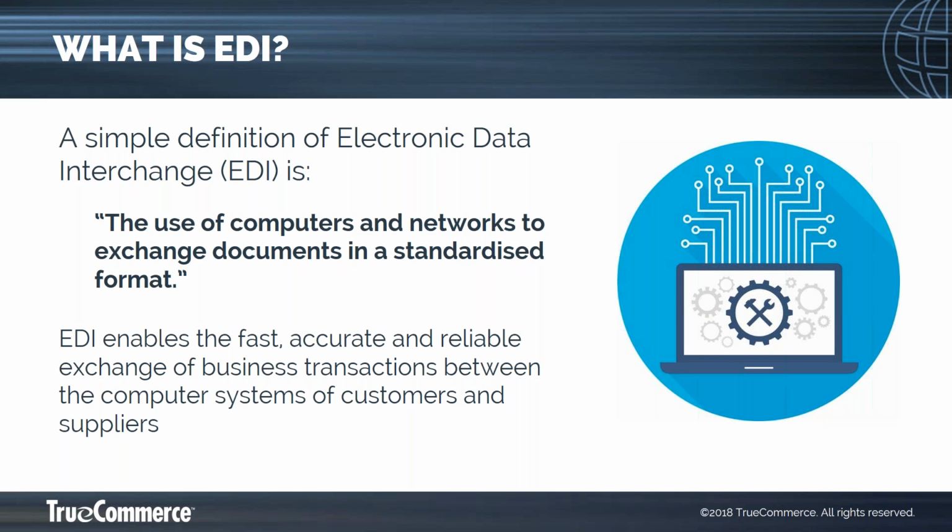The key word in this statement is standardized, as by sending electronic messages in fixed formats, this means both ends of the chain can understand each other. This enables the correct exchange of information that can be processed from one end to the other without the need for human intervention to interpret the message. And by doing so, EDI enables the fast, accurate, and reliable exchange of business transactions between the computer systems of buying and selling organizations and their trading partners, such as third-party logistics organizations who are working closely with those buying and selling organizations.